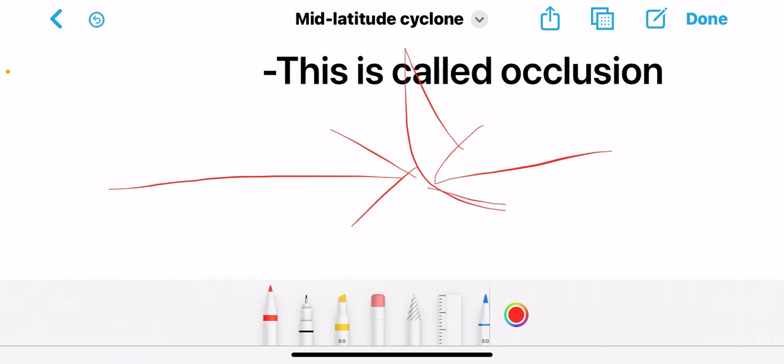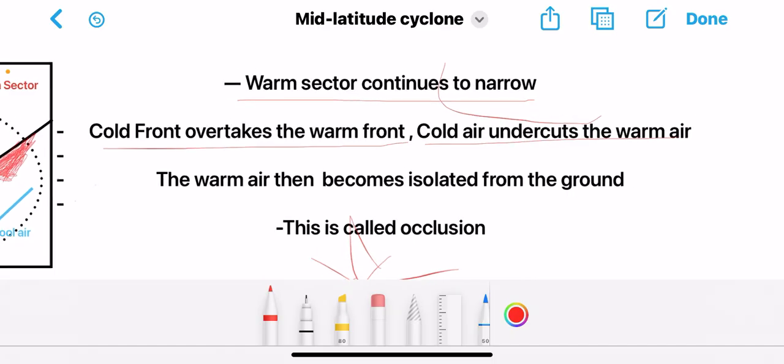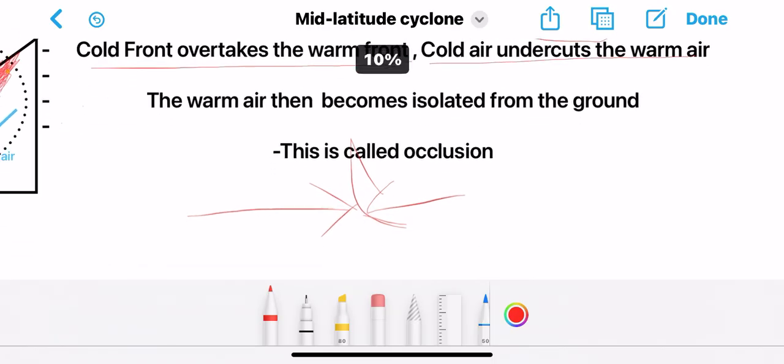That is why we say what? When the warm air then becomes isolated. After the cold air undercuts the warm air, the warm air becomes isolated from the ground because it is uplifted into the atmosphere, and on the ground we are only left with cold air. Okay, I hope we understood.